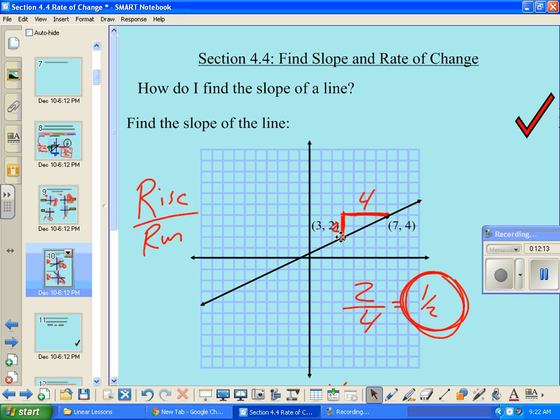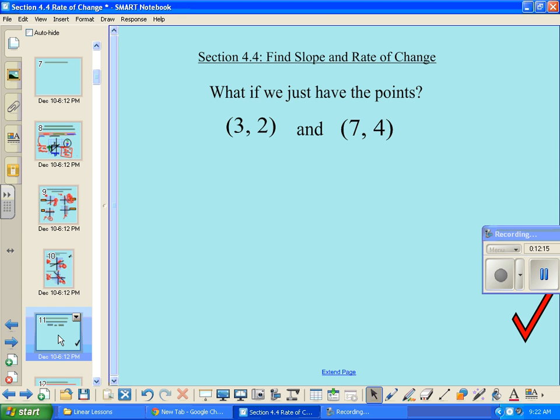Well, what if I don't have those points? There's going to be problems where I don't have the graph. There's going to be problems where I just have the points. Like this previous problem that I had, the points were (3, 2) and (7, 4). So what if I just have those coordinates? I know that these are 2 points that are on a line, and I want to find the slope.